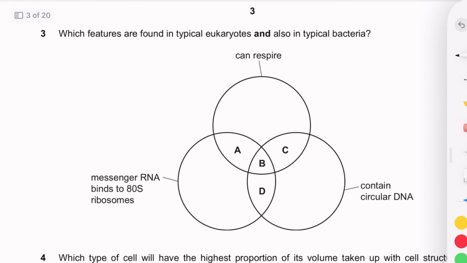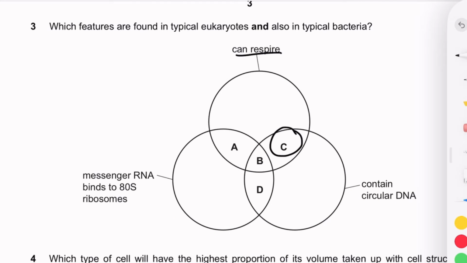Which features are found in typical eukaryotes and also in typical bacteria? Bacteria definitely can respire. I think many people make the mistake of thinking bacteria can't respire because they don't have mitochondria. Well, they are living organisms, and all living organisms need energy. They move. How do they move if they don't have energy? They don't really need mitochondria to live. They have inner foldings in their plasma membrane which contain respiratory enzymes. So yes, they respire. Messenger RNA binds to 80S ribosomes? There are no 80S ribosomes in bacterial cells, only 70S. Contain circular DNA? Yes, both of them contain circular DNA, so C.